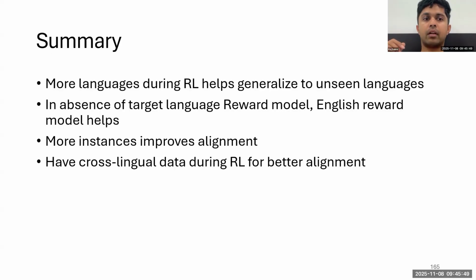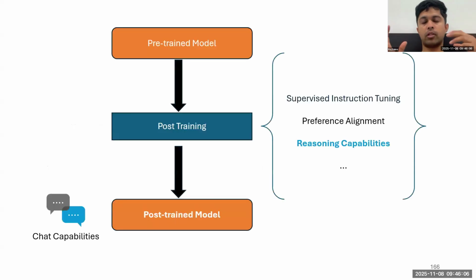And one other thing is, if possible, try to have cross-lingual data during RL for better alignment, including cross-lingual reward datasets, as well as prompts which are inherently cross-lingual in nature. And that's basically the overview of how reinforcement learning can be useful for cross-lingual transfer in the context of language expansion. Handing it off to Thanmay again.